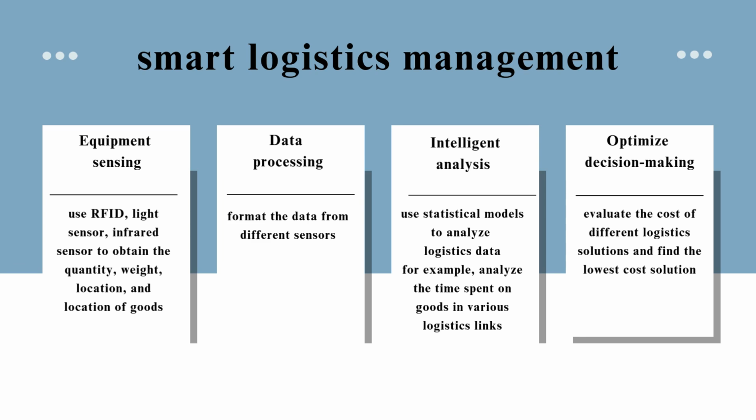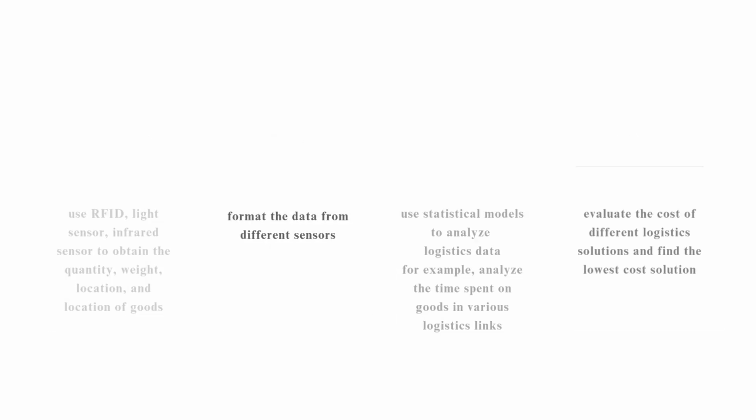And the second is data processing. It formats the data from different sensors. And the third is intelligent analysis. It uses statistical models to analyze logistics data. For example, analyzing the time spent on goods in various logistics links. The last one is optimized decision making. It evaluates the cost of different logistics solutions and finds the lowest cost solution.